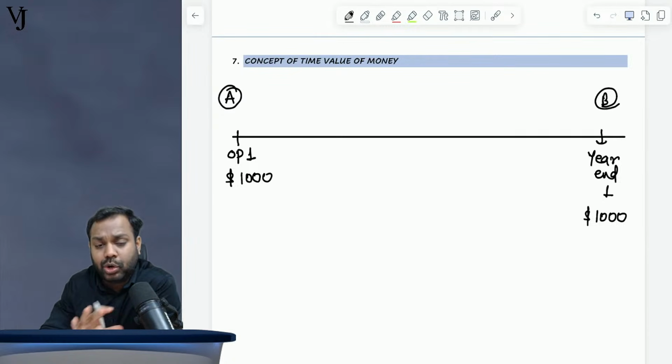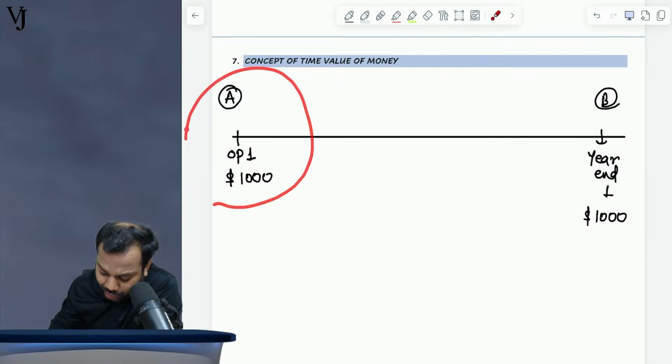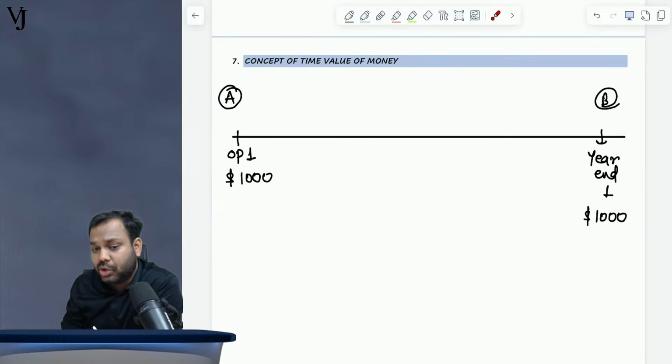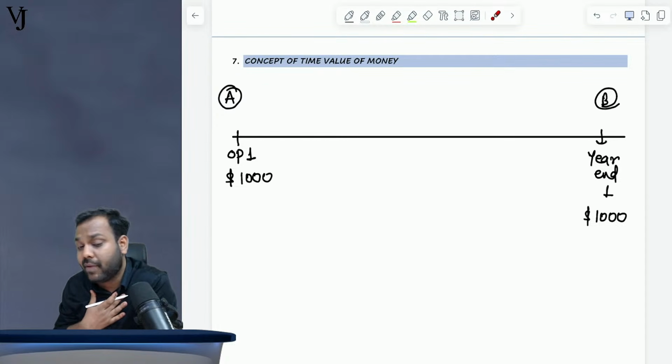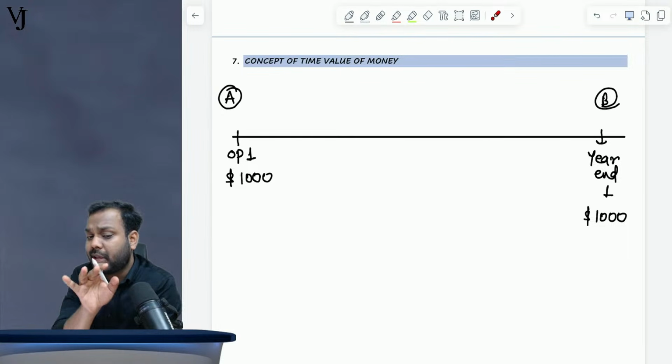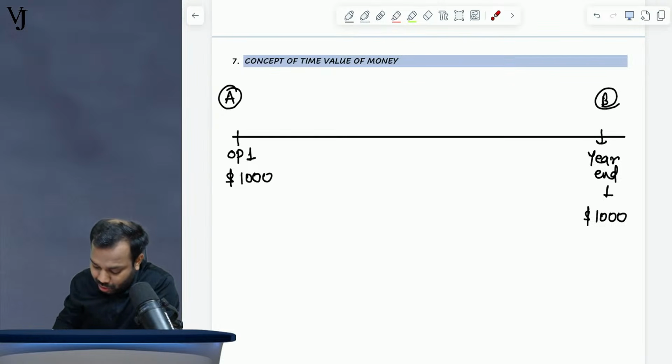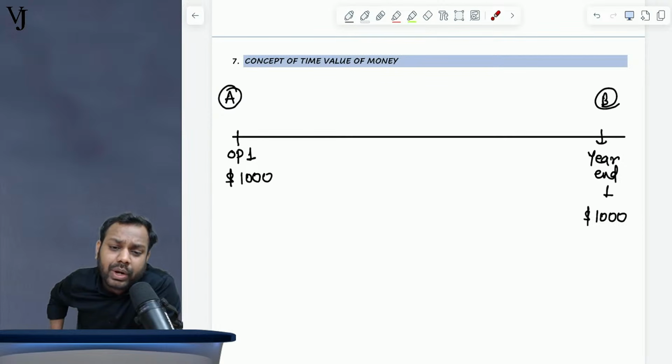It's, don't say that, sir, I need option number A. Why? Because you might default. No, I will not default. I promise. If I make a promise, I will not default. Tell me, which one do you think, A or B? Today. Why do you want today?